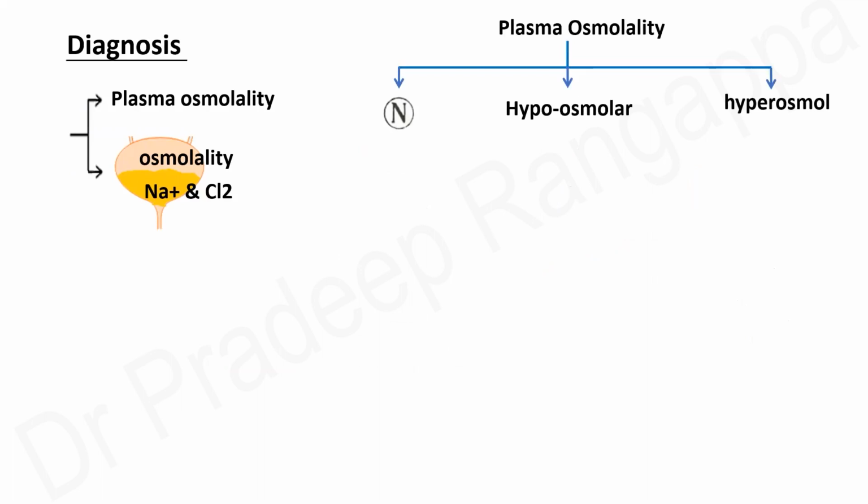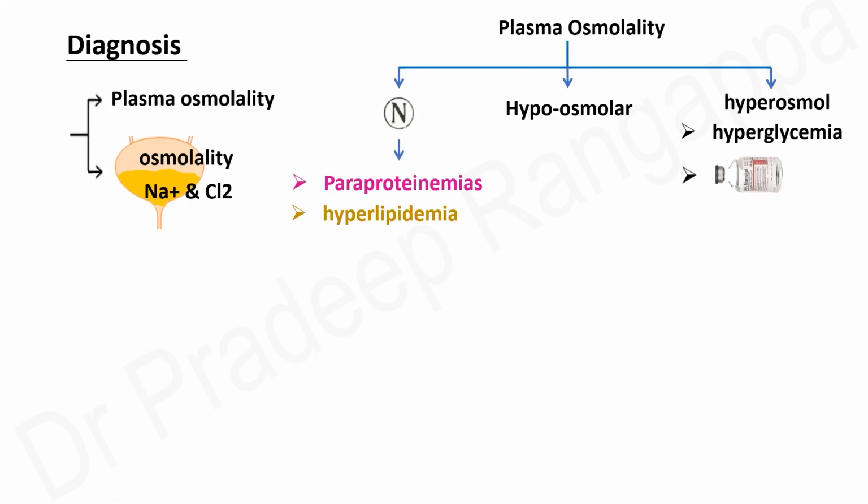So why do we do plasma osmolality? Basically, once you do the osmolality, you either get normo-osmolar, hypoosmolar, or hyperosmolar. Normo-osmolar is very easy. If it is normo-osmolar hyponatremia, you have to look for either paraproteinemias or hyperlipidemia. If it is hyperosmolar, it is very simple. You need to see whether sugars are high or whether there is mannitol administration happening. So these two are simple. When you have hypoosmolar hyponatremia, that is where the problem is.